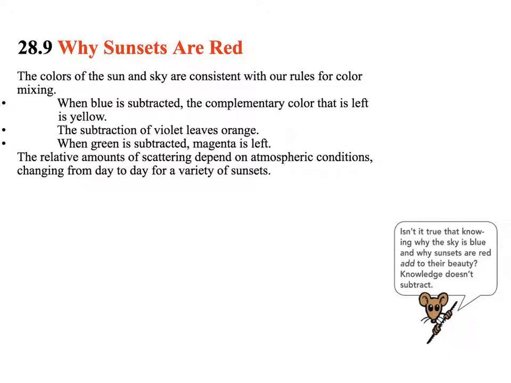The colors of the sun and sky are consistent with our rules for color mixing. When blue is subtracted, the complementary color that is left is yellow. The subtraction of violet leaves orange. When green is subtracted, magenta is left. The relative amounts of scattering depend on atmospheric conditions, changing from day to day for a variety of sunsets.